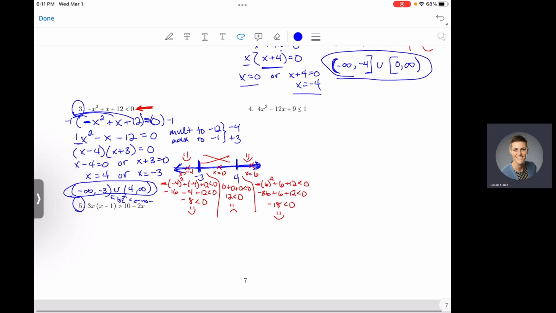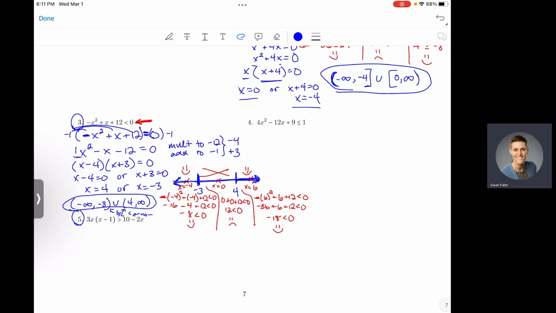Okay, we'll do one last example here. I'll do number 5 down here. Okay, so I've got 3x times the quantity x minus 1 is greater than 10 minus 2x. I have a lot of stuff going on here. So the first thing I need to do is put everything on one side, get a 0 on the other, and I also have some algebra to do here. So first thing I'm going to do is distribute this out. So I'm going to have 3x squared minus 3x is greater than 10 minus 2x.